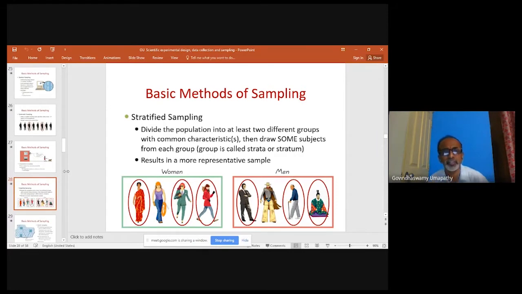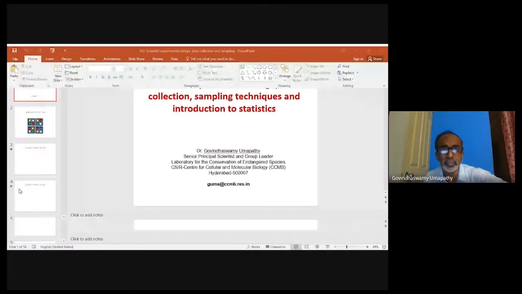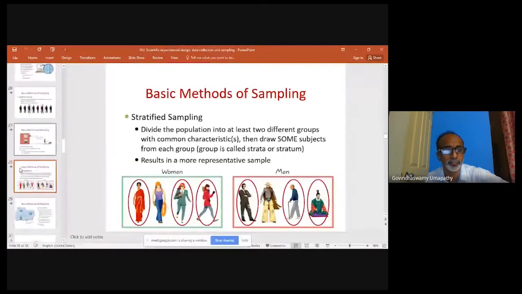There is another method called stratified sampling, where you divide a population into at least two groups with a common characteristic, then draw some subjects from each group. You can see here male, female, every alternate person is chosen for a particular experiment or controlled group. So you should be very careful about choosing the method by which you collect data from the population.